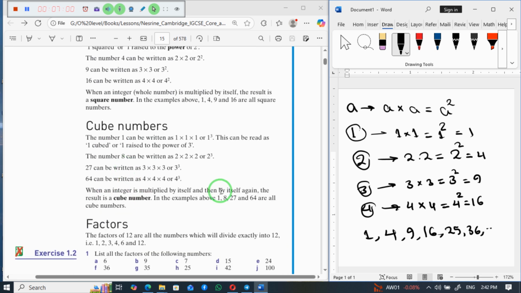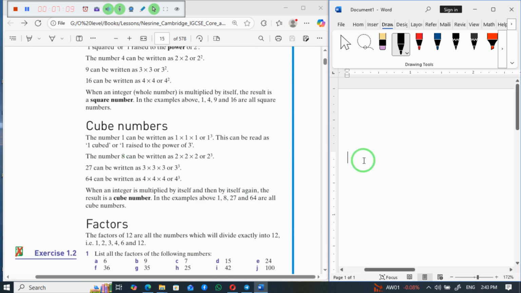Next one is cube number. What is a cube number? A cube number is when a number is multiplied by itself 3 times. For example, you have a multiplied by a multiplied by a, equal to a to the power of 3, or a raised to the power of 3. This one is called a cube number.